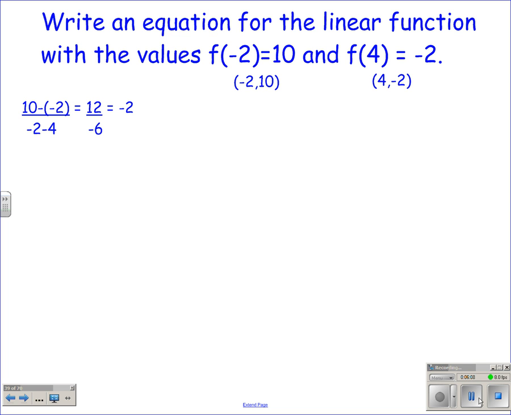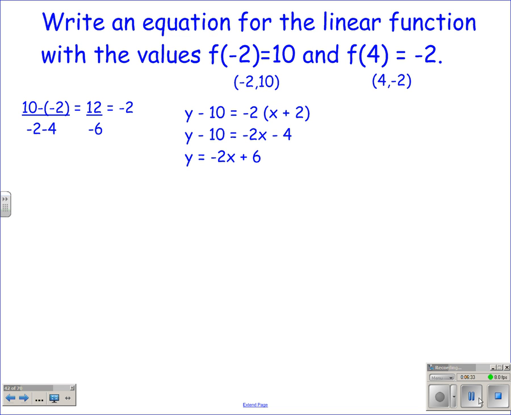Now you may use either one of the two xy pairs in point slope form. I believe I used the first one. So we have y minus 10 equals negative 2 times the quantity, x plus 2. Use your distributive property on the right-hand side. Gives us y minus 10 equals negative 2x minus 4, and therefore y equals negative 2x plus 6.